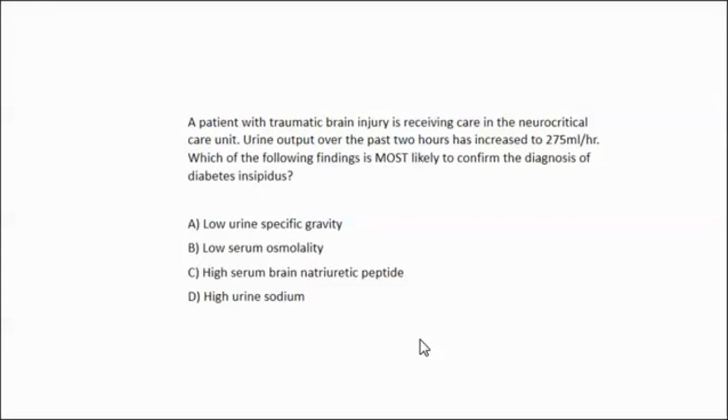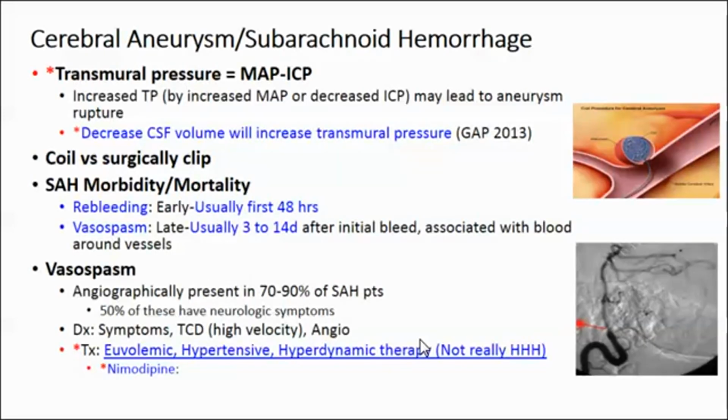High BNP, well, they're hypovolemic because they're peeing off all this urine, so there's no reason to think that they have a high BNP. Low serum osmolality, no, they're concentrating their serum down because of all the free fluid loss. All right? I know it was painful, but it's going to reinforce it for your head.